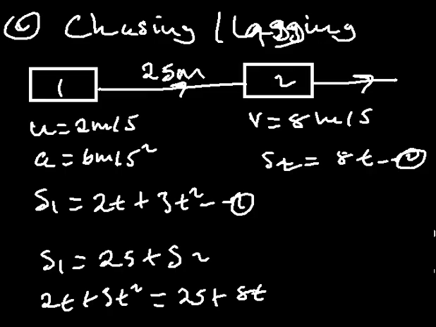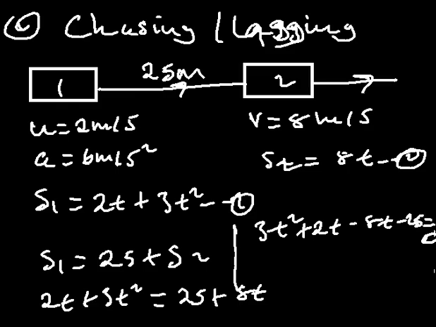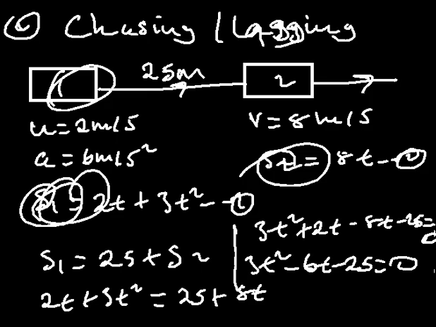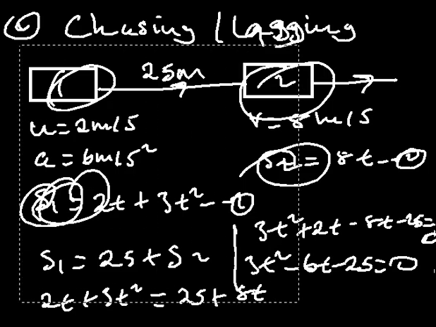Then we'll have the quadratic equation given as 3d squared plus 2d minus 8d minus 25, which is equal to 0. Hence we'll have it as 3d squared minus 6d minus 25 equals 0. You'll be able to solve for time there. Then you substitute into this equation to have the distance for object 1 and also distance for object 2, and also the velocity of object 1 as it overtakes or catches object 2. So that's the principle behind it.